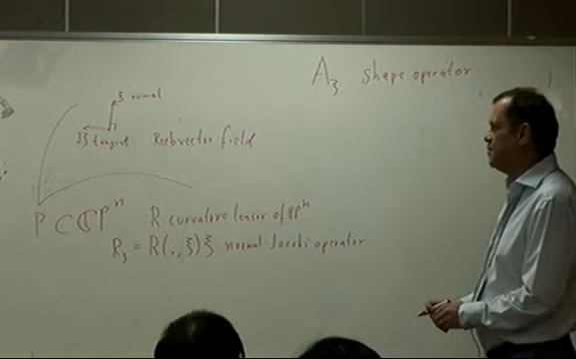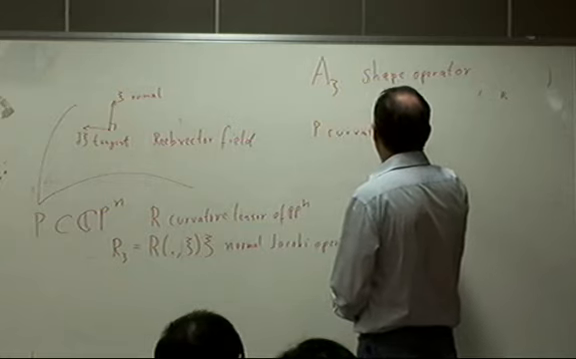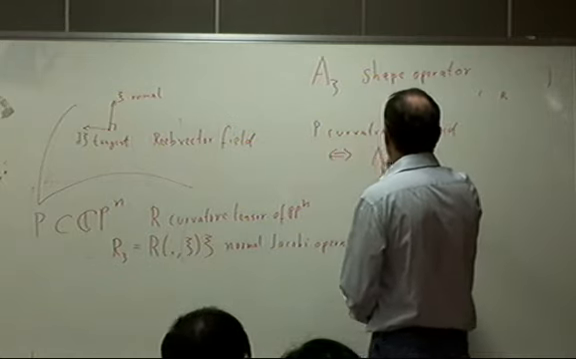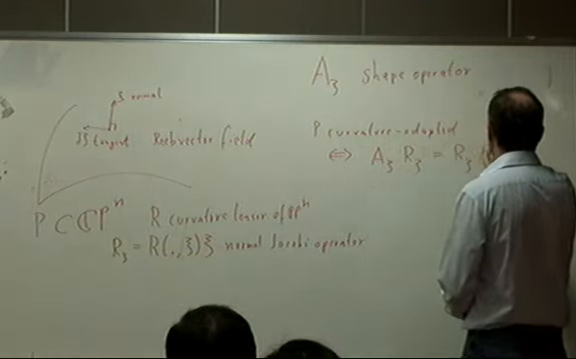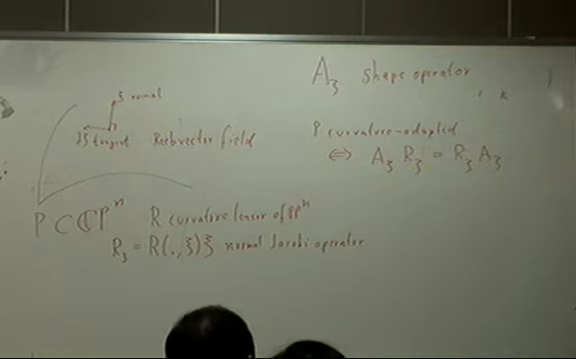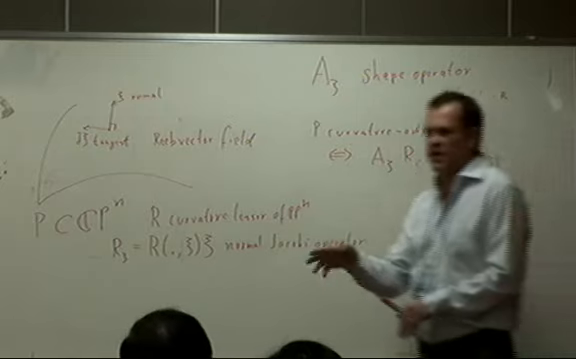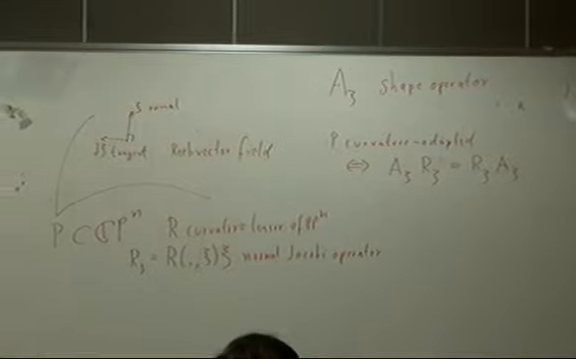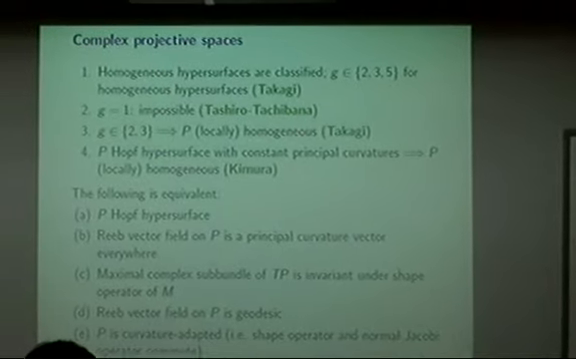And the condition that P is curvature adapted is equivalent to saying that these two operators commute. Since both are symmetric endomorphisms, this means that they are simultaneously diagonalizable. That's a fact from linear algebra: when you have two symmetric endomorphisms, they commute precisely if you can diagonalize them simultaneously. They have a common eigenbasis.